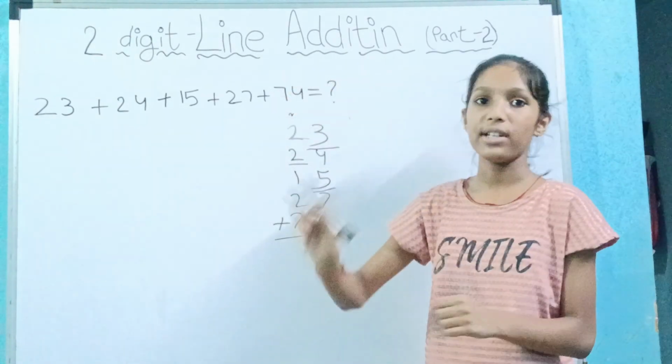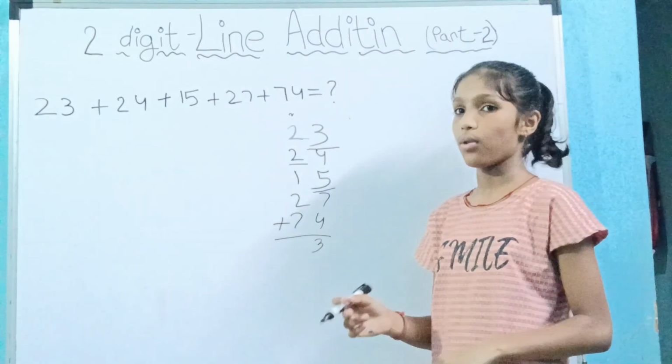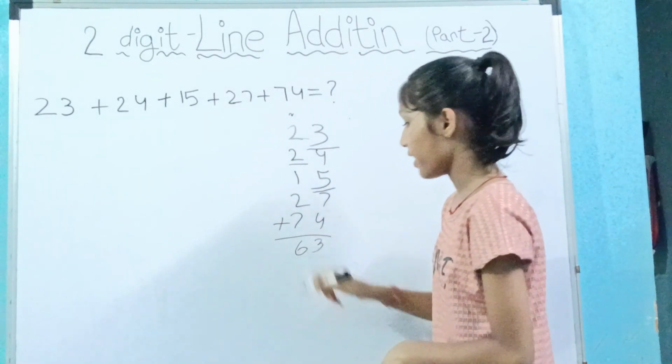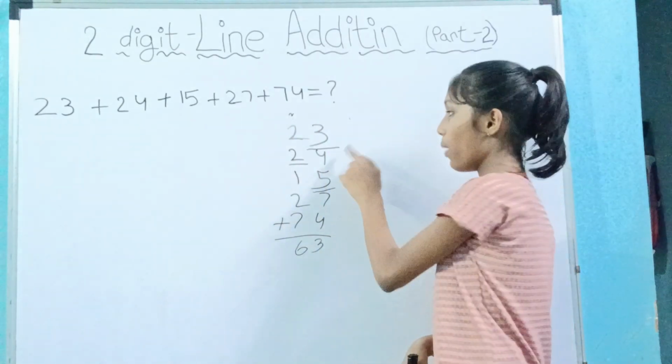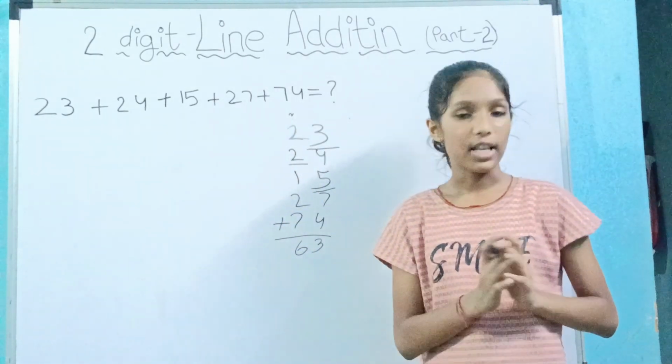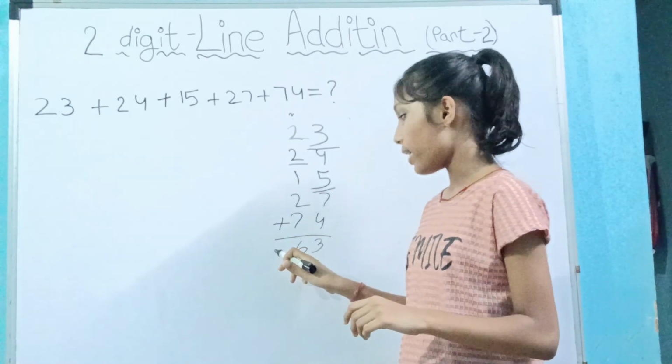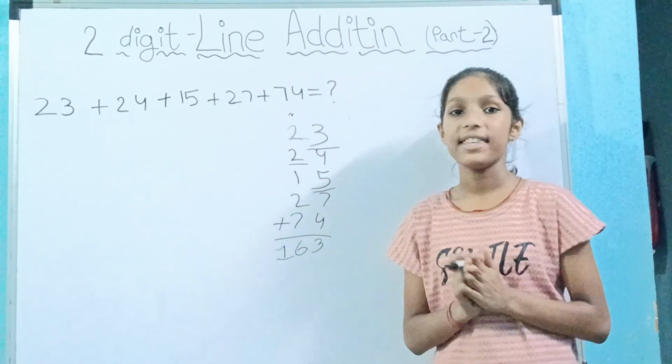Now this 2 which we have carried over, the number of lines, we are going to add that also. We are getting 6. So we write 6 here. Now we are going to count how many lines are in the tens place, not in the ones place. In the ones place we already had 1, 2 lines and 2 is written here. Now in the tens place there is only one line. So we can write 1 here. So the answer is 163.